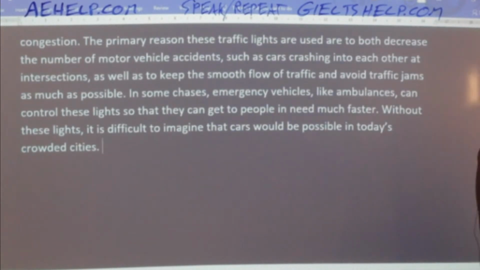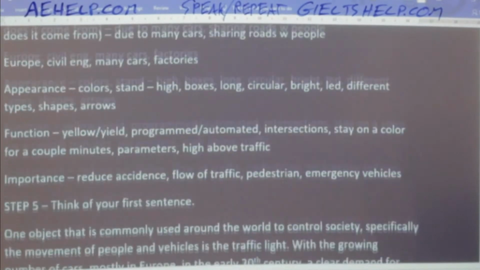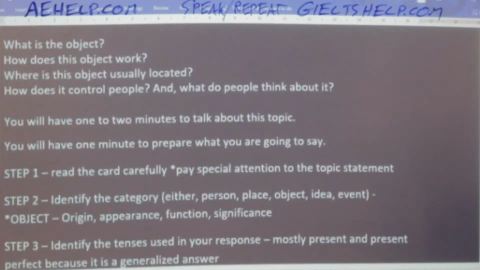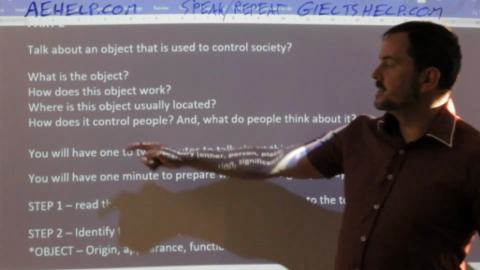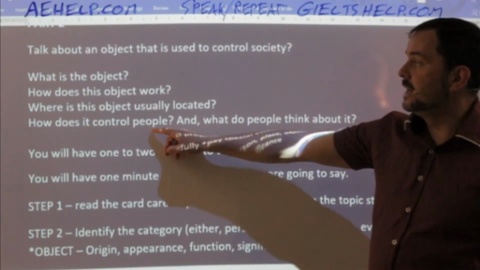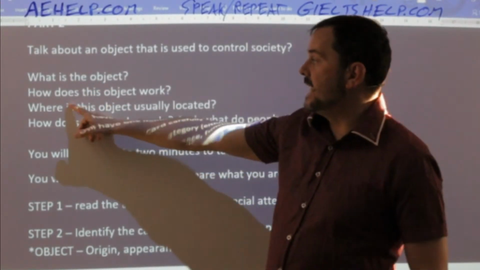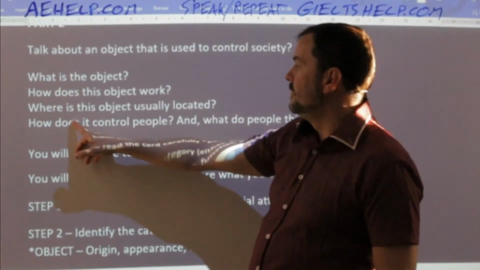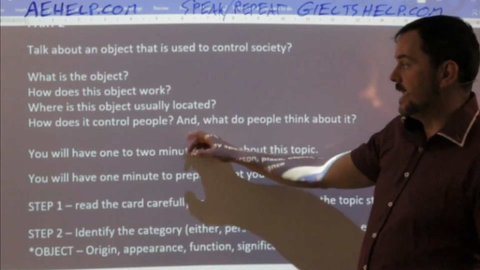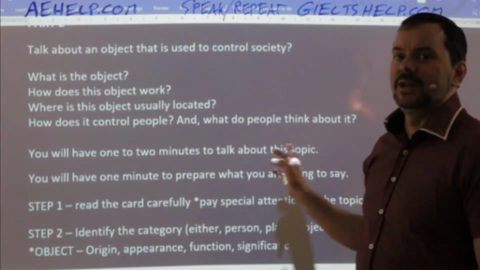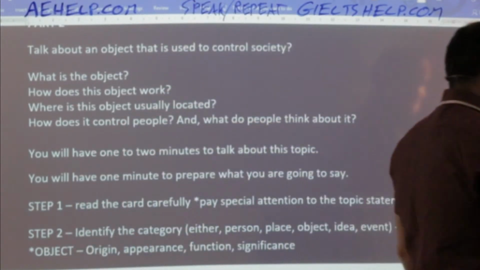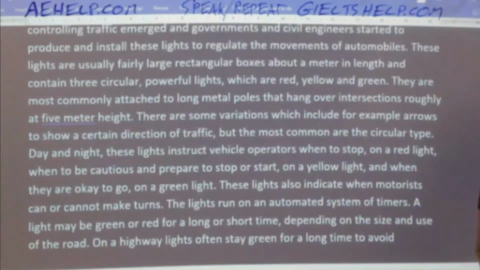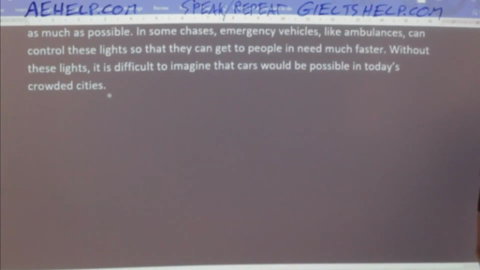Okay, now at this point, and don't forget this, students, I want to look at the card, all right? So, how does it control people? We've answered that. So what is the object? We've answered that. How does this object work? We've answered that. Where is this object usually located? We answered that. What do people think about it? I haven't really answered that. So I want to answer, what do people really think about it? Okay.